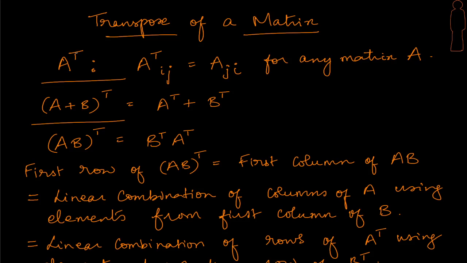Put the matrix name and T above it, and the transpose of a matrix is defined as the ijth element of the transpose comes from the jith element of the original matrix. The transpose is defined for any matrix, which means any order. So it need not be a square matrix. An m by n matrix will produce an n by m matrix in the transpose.